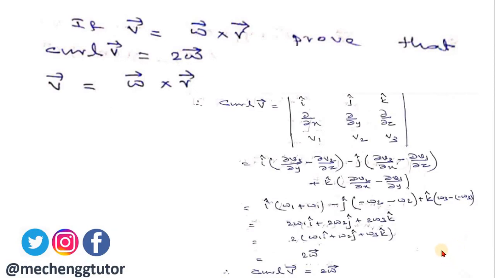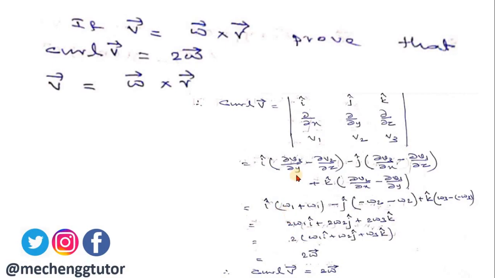Now we shall calculate curl of V bar. Using the determinant with i, j, k, dou by dou x, dou by dou y, dou by dou z, and the components V1, V2, V3, expand this: i into (dou V3 upon dou y minus dou V2 upon dou z), minus j into (dou V3 upon dou x minus dou V1 upon dou z), plus k into (dou V2 upon dou x minus dou V1 upon dou y).